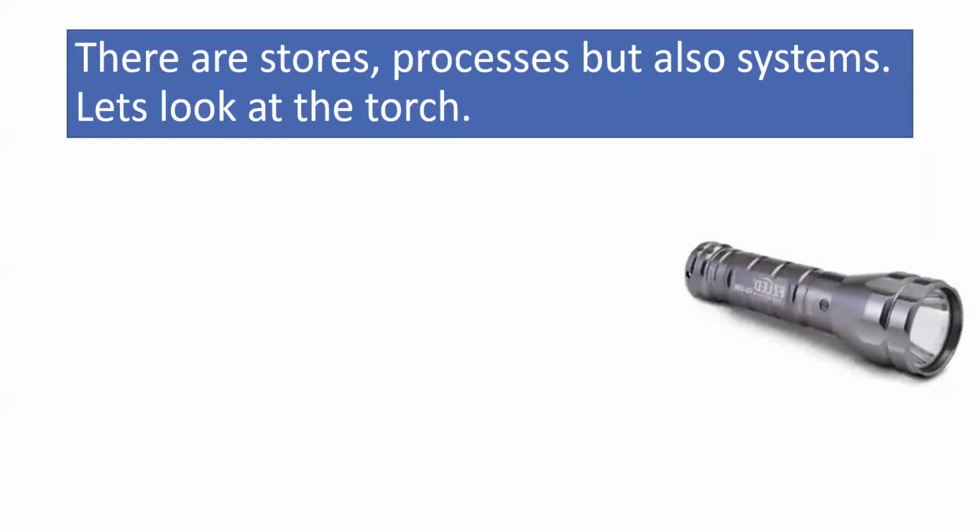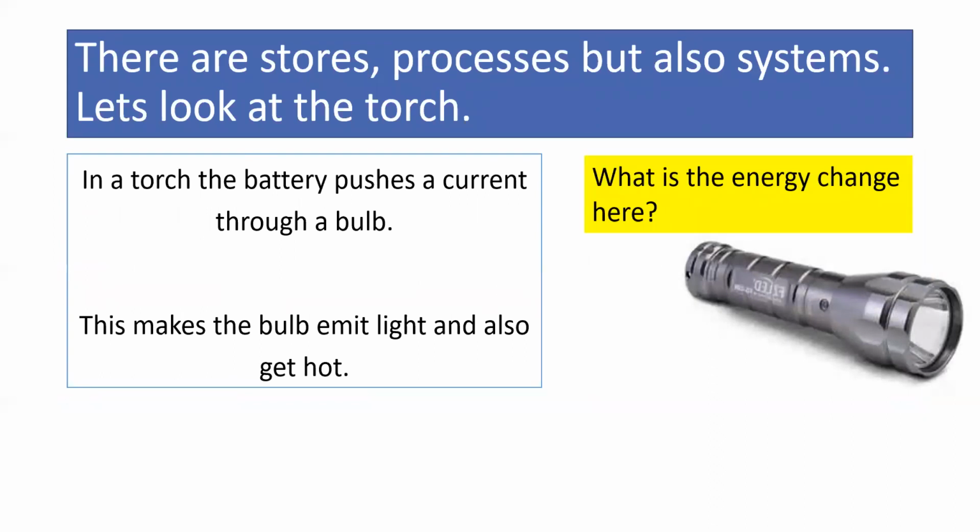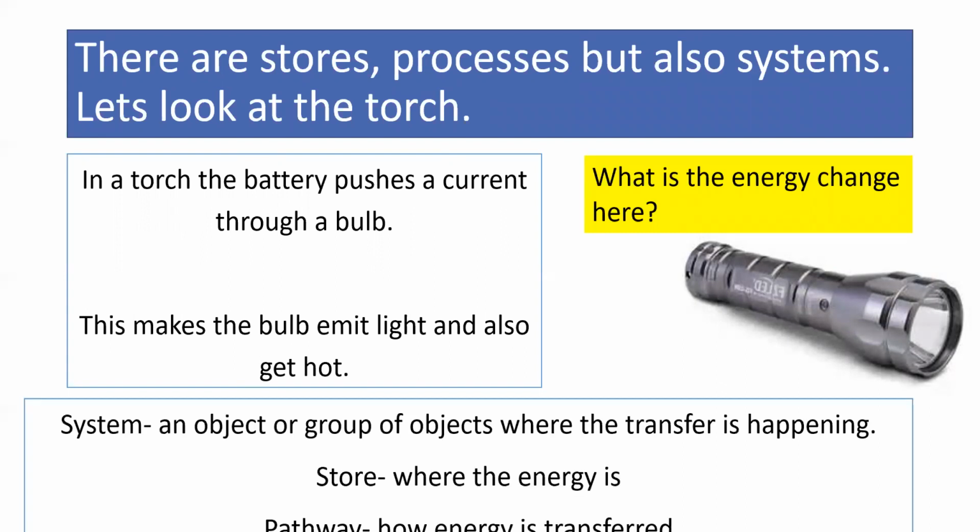These are stores. So let's look at the torchlight. The torchlight has a battery that carries the current and makes it work. So here there's an energy change. First of all, you need to look at the input energy. What energy goes into the torchlight to make it work? Obviously, a battery. A battery stores chemical energy, and the chemical energy will be changed into electrical energy, and then the light bulb will use electrical energy and produce light and heat.